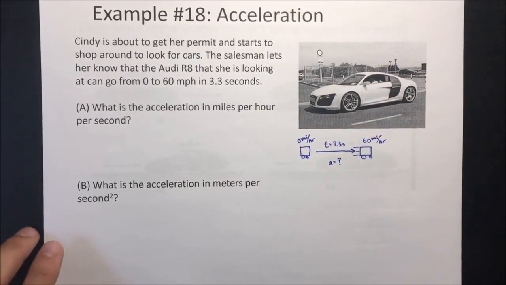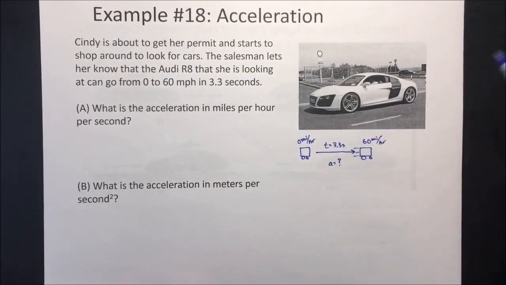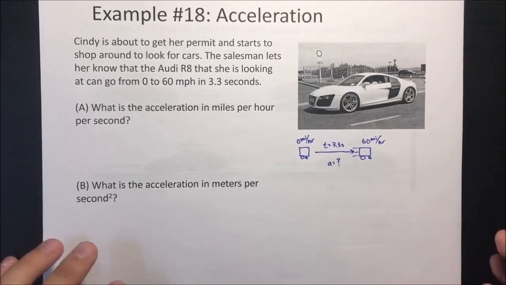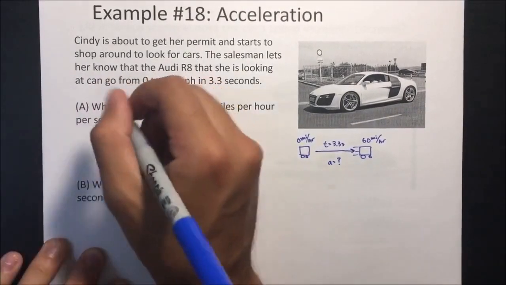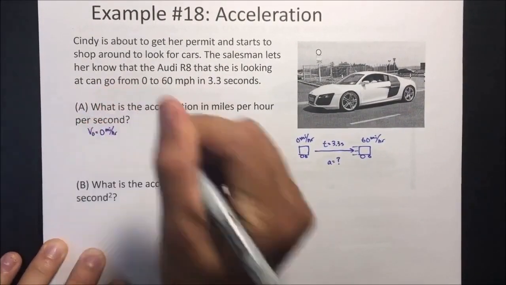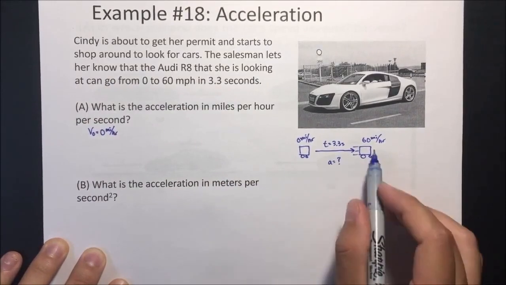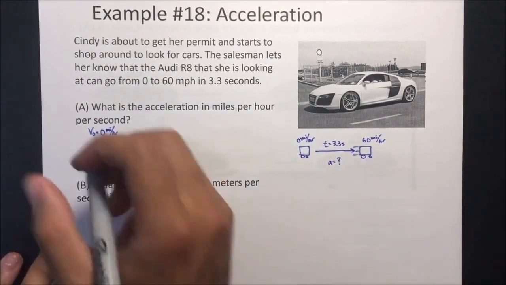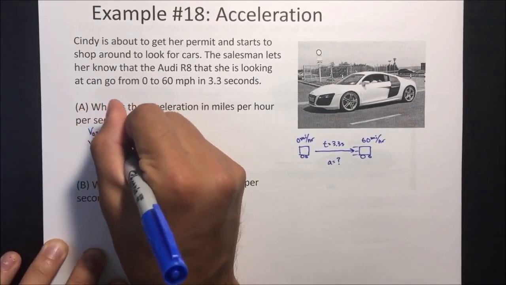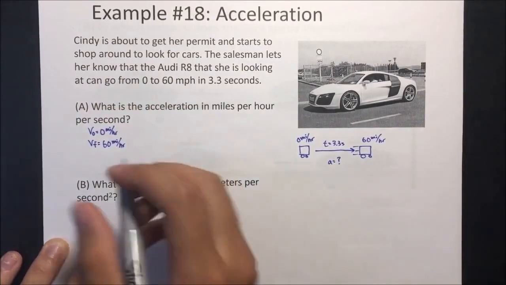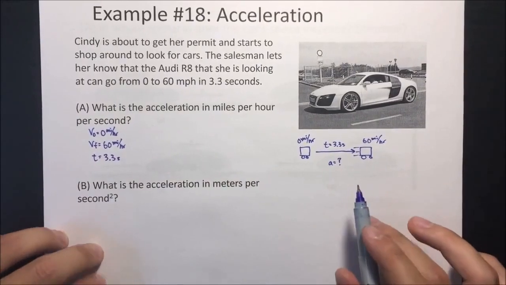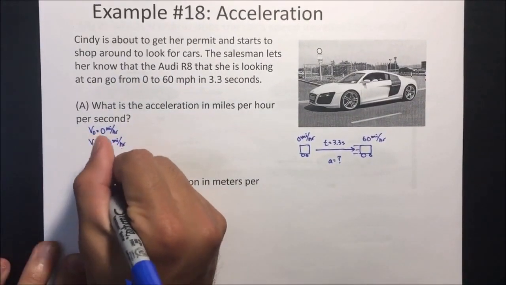So what we want to do with this kind of problem is write down everything we know. So it goes from 0 to 60 in 3.3 seconds. What's the acceleration? So first of all, the initial velocity is equal to 0 miles an hour. The final velocity, it goes from 0 to 60, is going to be equal to 60 miles an hour. And it takes 3.3 seconds to get there. What we are looking for is the acceleration.